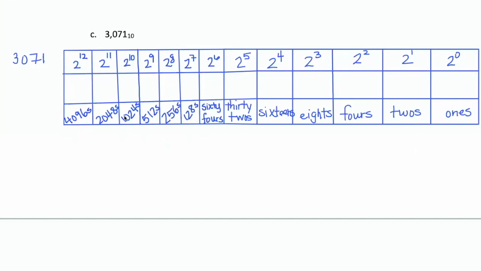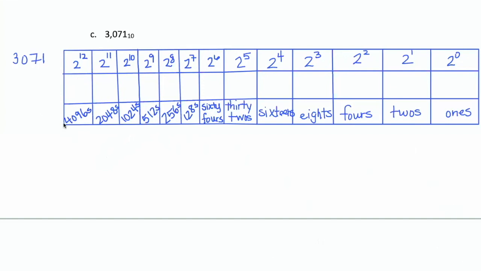And just because of space, after I did the 64s, I switched to just writing the numbers: the 128's place, the 256's place, the 512's place, etc. Now I repeat the process that you saw me go through in the previous examples.